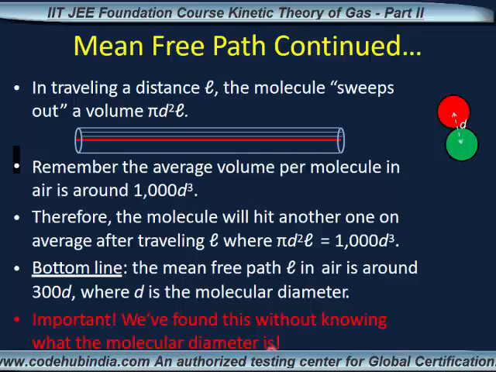Then how much? Remember the average volume per molecule is around 1000 times d. Clear? So therefore the molecule will hit another one on average traveling a length L, that is pi d square L into d. The bottom line is that the mean free path in air is around 300 feet. Okay? That is the molecular diameter.